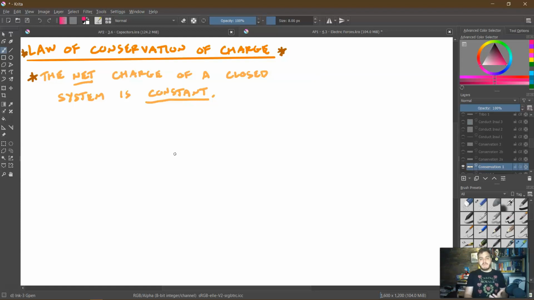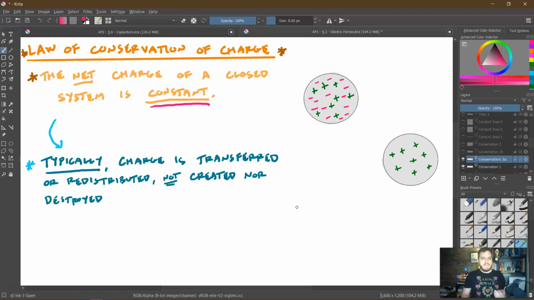Okay, so constant meaning that it should not change. Now, what that is really telling me for most situations we're going to deal with is that typically charge is transferred or redistributed from one object to another or from one place to another. It's not created nor destroyed. Charges typically don't just pop into existence or disappear. They instead are moved from one place to another.